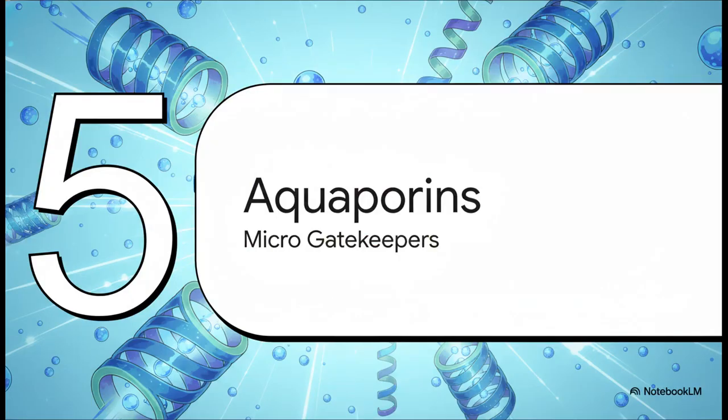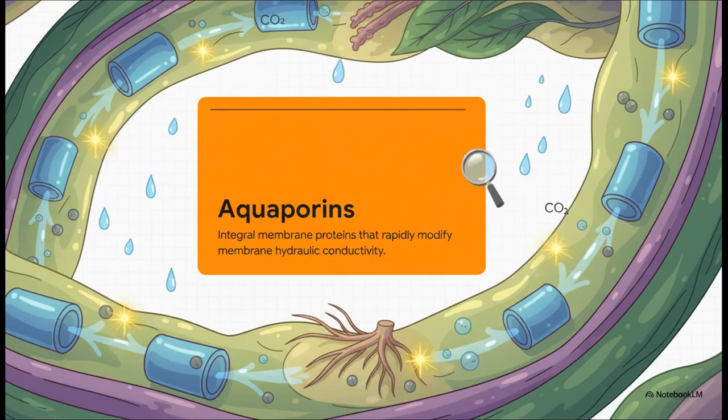Section 5. Aquaporins, the micro gatekeepers. Finally, let's zoom all the way down to the subcellular level to meet the microscopic machinery regulating this entire global flow. These aquaporins are the true gatekeepers. They are integral membrane proteins, like PIPs and TIPs, that provide plants with the ability to rapidly and reversibly modify their membrane hydraulic conductivity in response to environmental cues. They aren't just static open pipes. They are highly regulated valves, capable of passing water and even small neutral molecules like CO2 and silicon, exactly when and where the plant dictates.